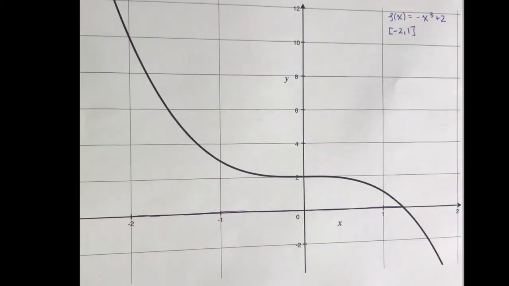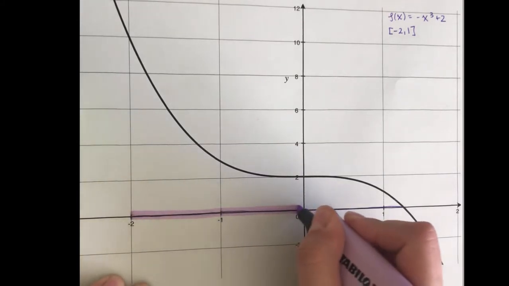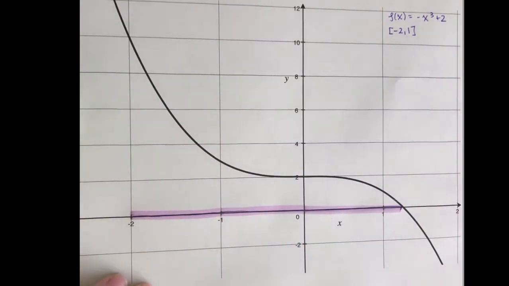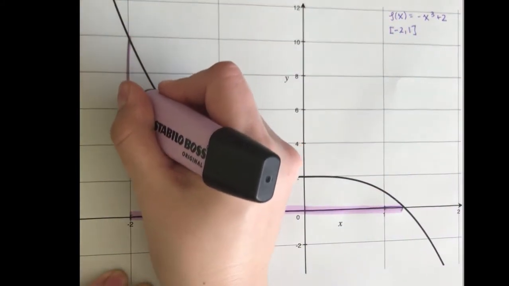So let's talk about the boundaries. I know that my first boundary is between the curve and the x-axis. It's not always necessary to draw this boundary, but I'm going to just for emphasis. I'm also bounded between -2 and 1. So I'm going to draw those boundaries as well.